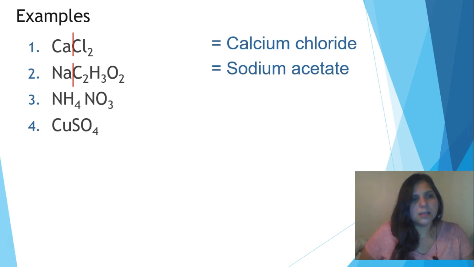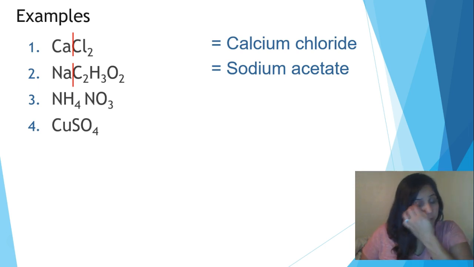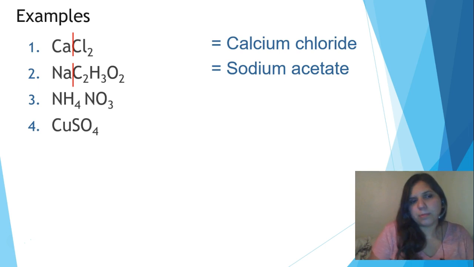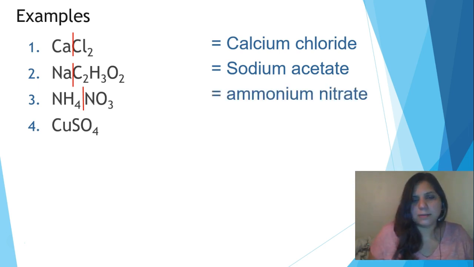Okay, the next one. Here we have it starting with nitrogen, and nitrogen's not a metal, but what we do have for cation is ammonium. Your ionic compounds are either going to start with a metal or ammonium. So we'll draw a line after ammonium. That means that everything else after the ammonium is your polyatomic ion. So I'm going to look up NO3 on the list. That is nitrate. So this is ammonium nitrate.